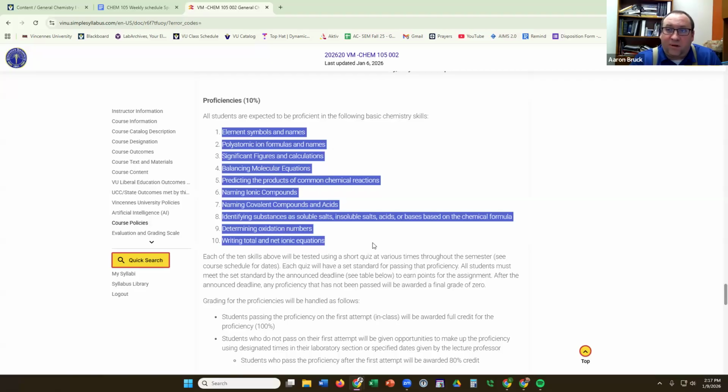Some of these things you probably already know. You should know the element names and symbols already. You should know something about doing calculations and rounding with significant figures, about balancing equations, and a little bit about nomenclature. Maybe not enough to fully pass nomenclature right now, but you should know something about it. And then there are things that we just haven't talked about yet, you probably haven't seen, but we will see all of the material in the proficiencies before we go on midterm break.